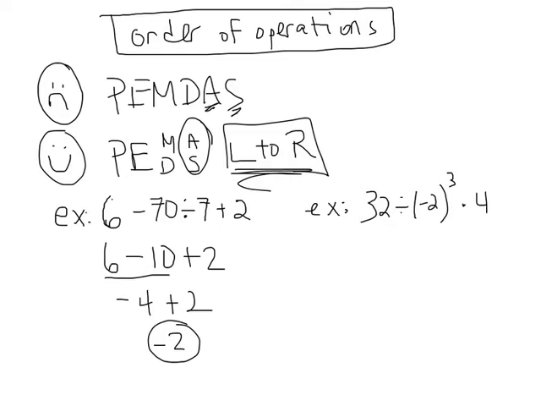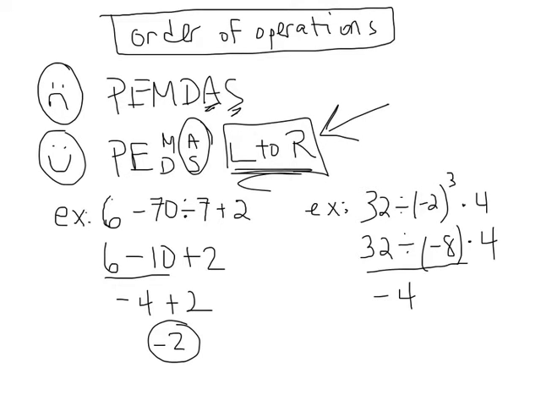In the second example, we don't technically have parentheses. What we really have here are exponents, and we have to do that first. So we'll leave the 32 alone, we'll leave the division alone. Negative 2 to the 3rd power means negative 2 times itself 3 times, which we know is negative 8. Now I'm left with division and multiplication. Neither one takes precedence over the other, but once again, left to right. 32 divided by negative 8 is negative 4, and negative 4 times positive 4 is negative 16.